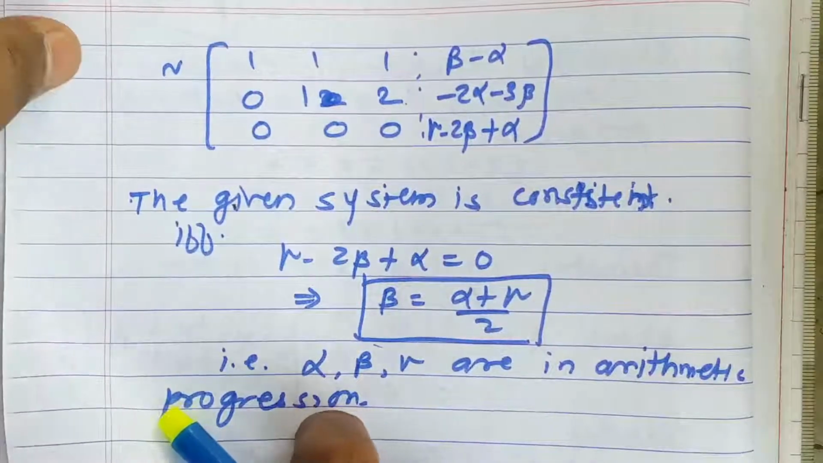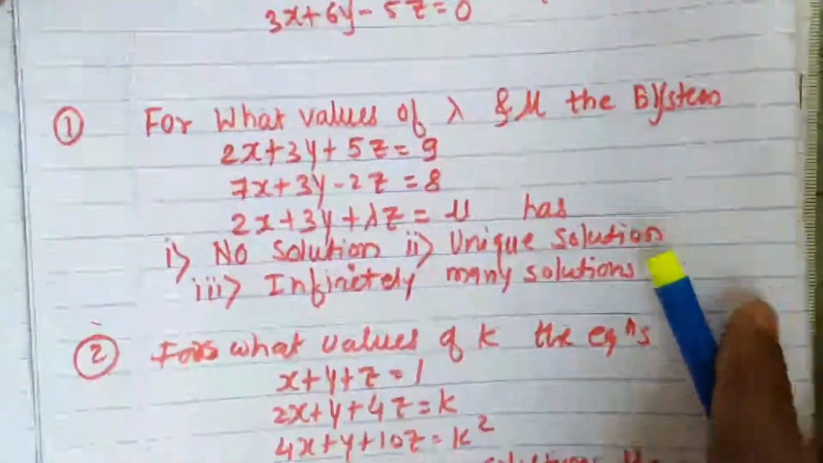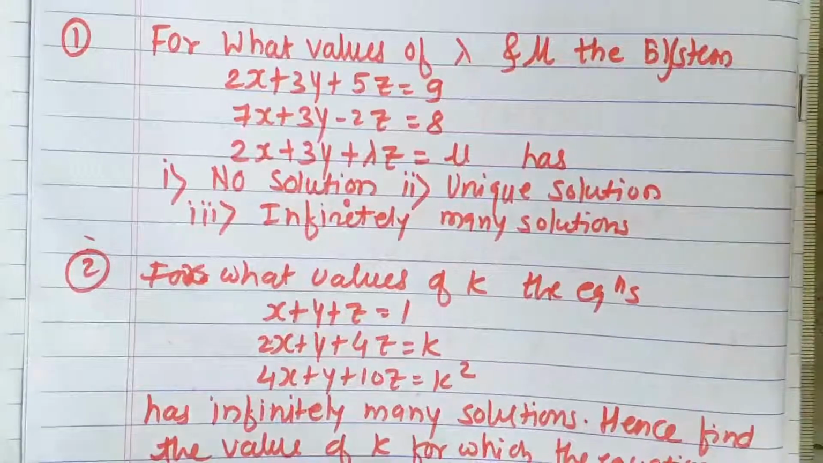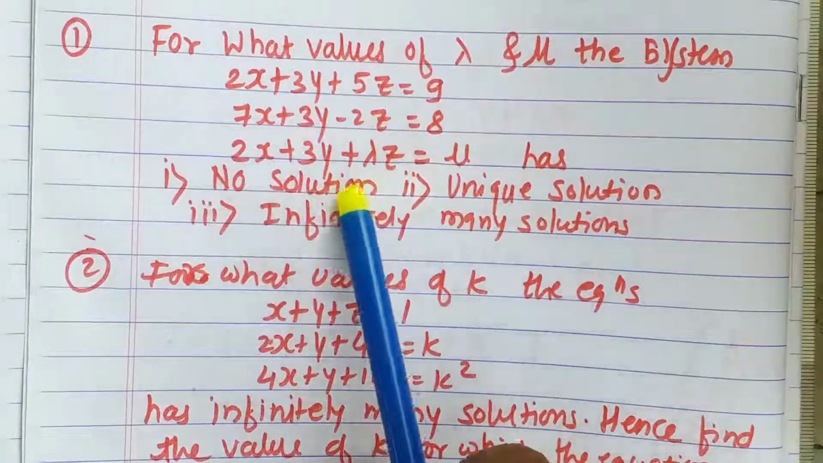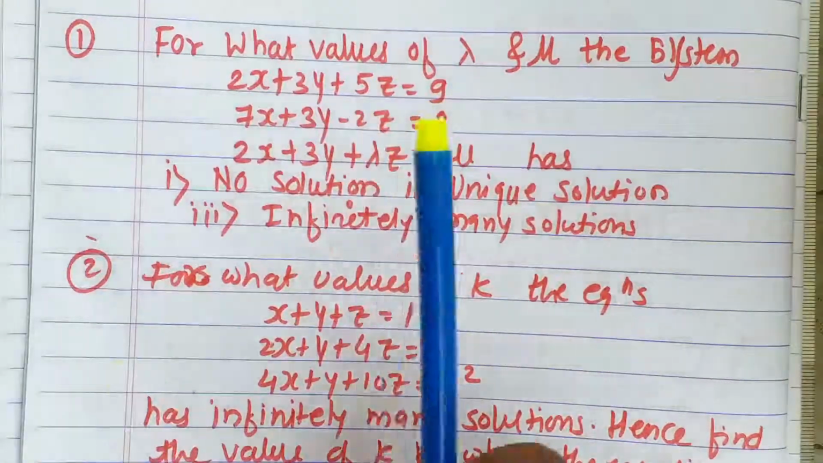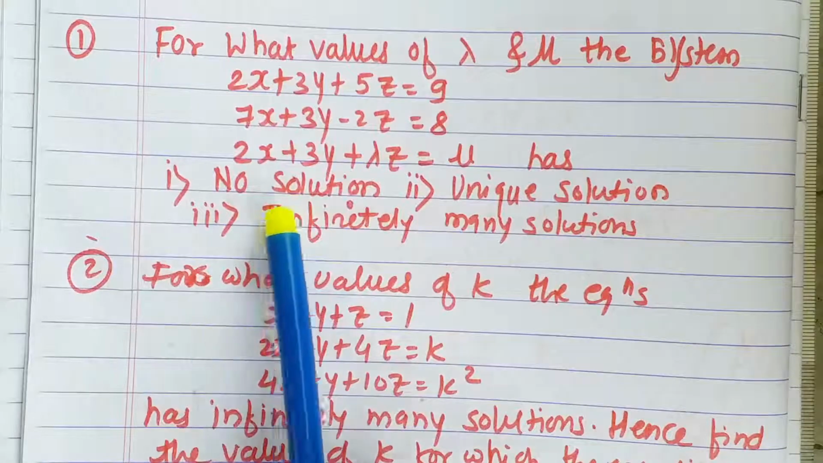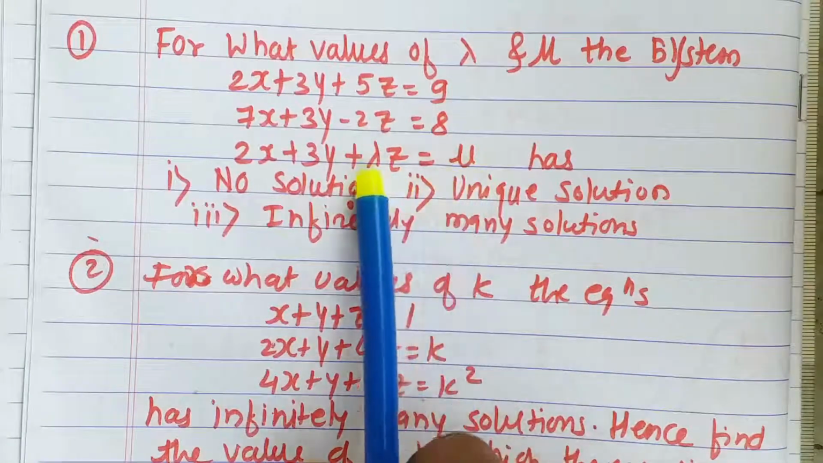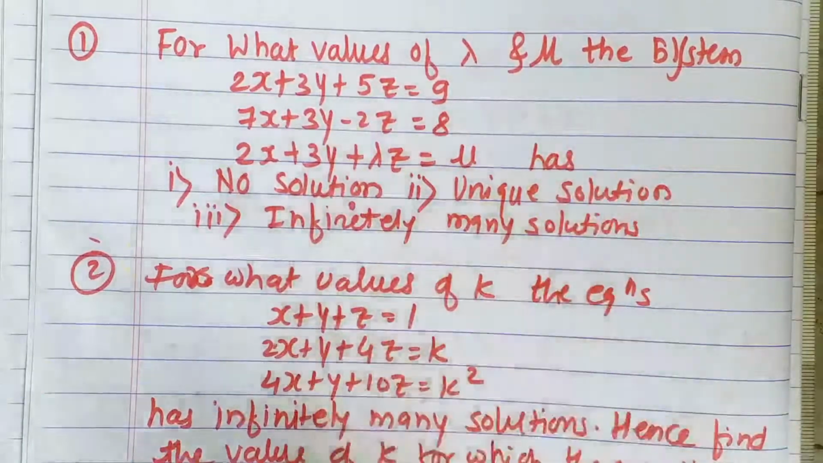Fine. Now a few problems of this type I will give for you for practice. These are the examples. First is, for what values of lambda and mu the system has no solution, unique solution, infinitely many solutions. Again, this is like the first example. You write the matrix form, consider the augmented matrix, reduce it to echelon form, and determine the various conditions on alpha, lambda and mu. For no solution, unique solution, you can do it like the first example.